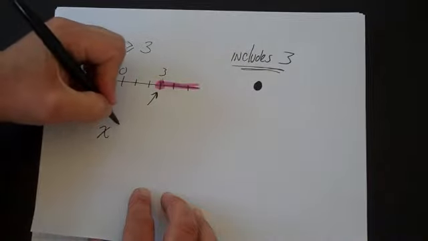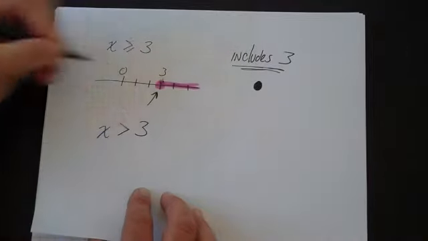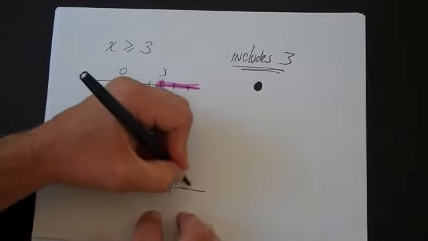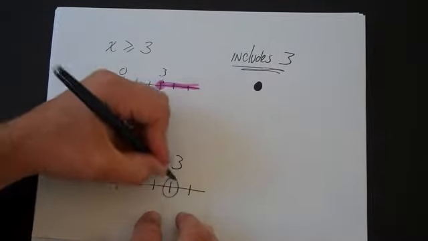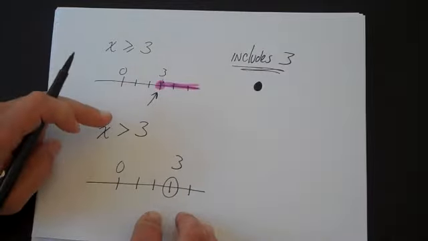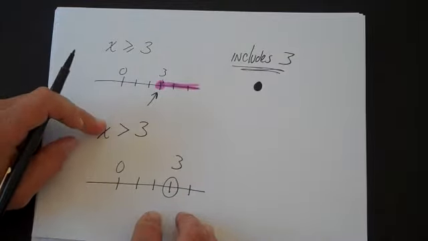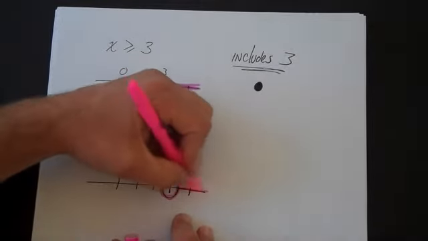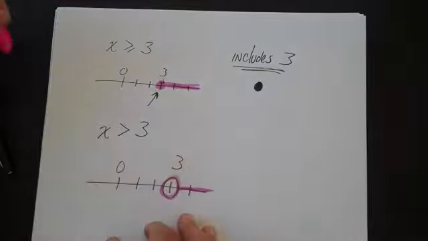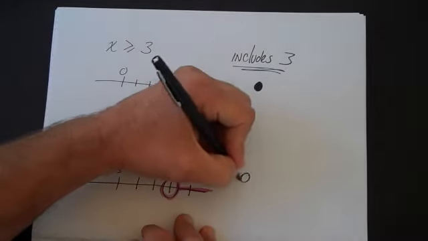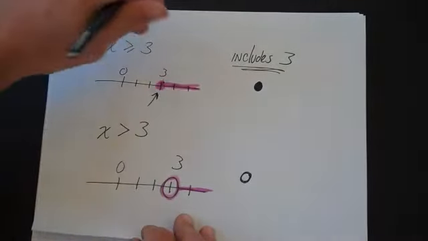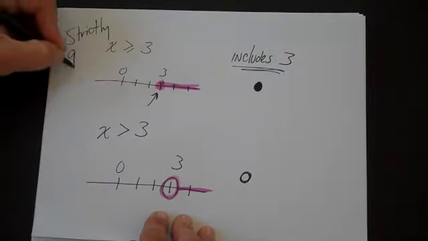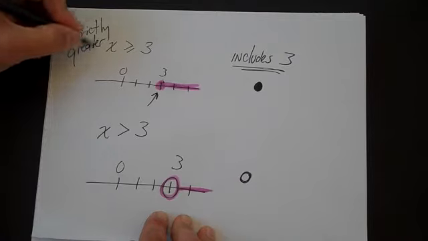If on the other hand it was x greater than 3, 0, 1, 2, 3, we want to suggest that it's all numbers which are greater than 3 but not including 3. So the way we would draw that is an open dot and a shading to the right. This is the idea of open and closed dots. Sometimes this is called strictly greater, to distinguish it from simply greater.